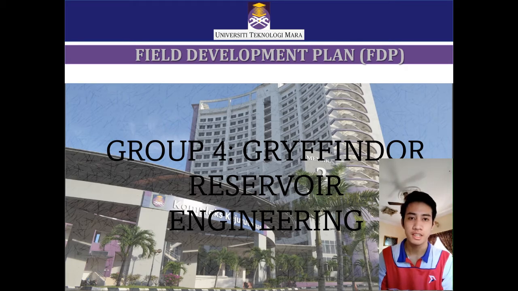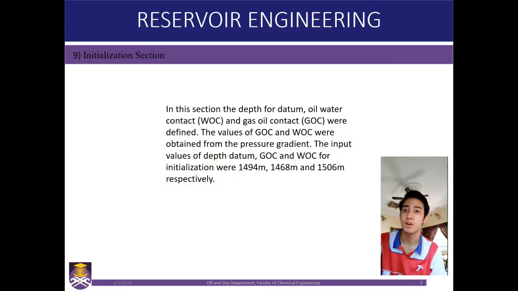So now we will present on the Reservoir Engineering Department. In this section, the depth for the term oil-water contact, which is WOC, and gas-oil contact, which is GOC, were defined. The values of GOC and WOC were obtained from the pressure gradient. The input values of depth datum, GOC and WOC for initialization were 1,494 meters, 1,468 meters and 1,506 meters respectively.